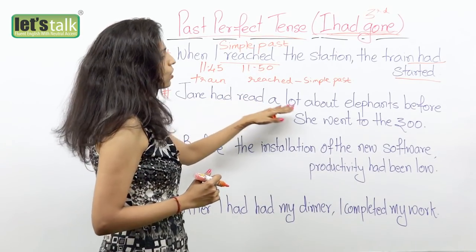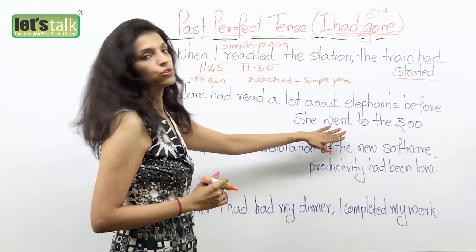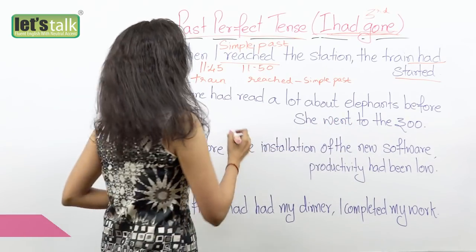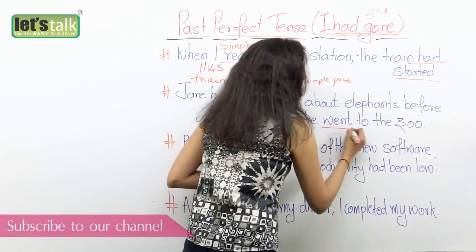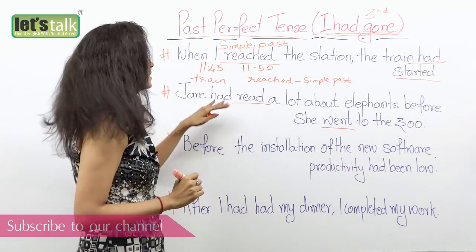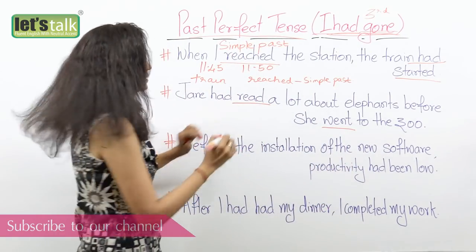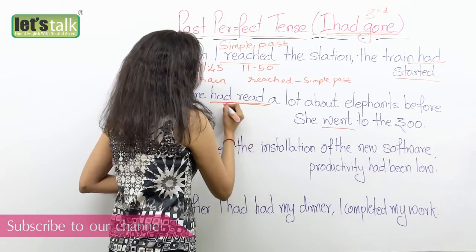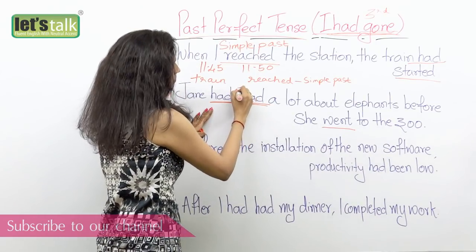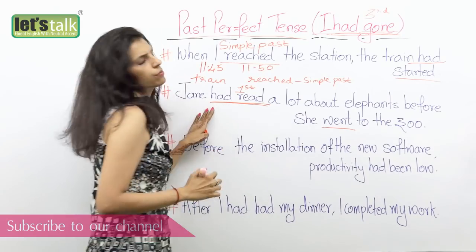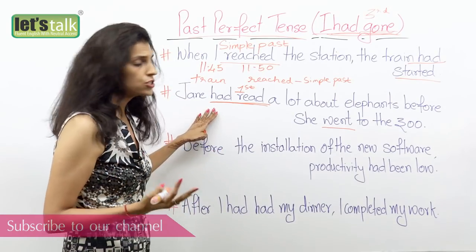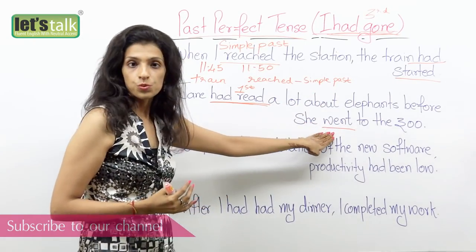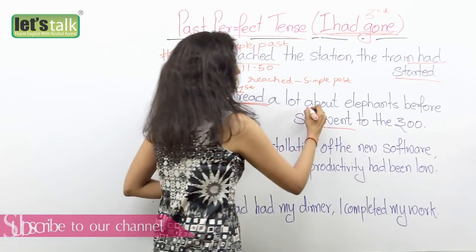Jane had read a lot about elephants before she went to the zoo. Again, there are two things happening: reading and going to the zoo. So when I say she had read, again it's the past perfect. This happened first. Probably she read a lot, she did a lot of research, and then she went to the zoo. I'm using a simple past tense here.